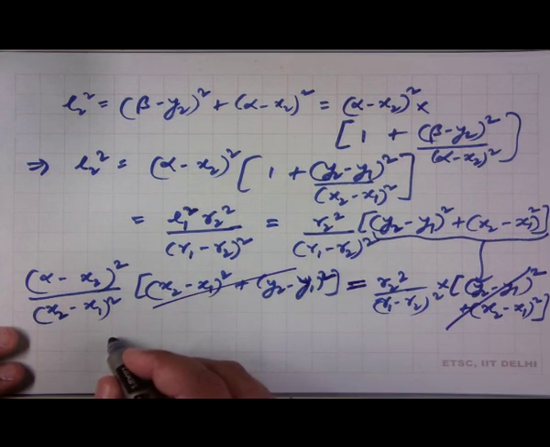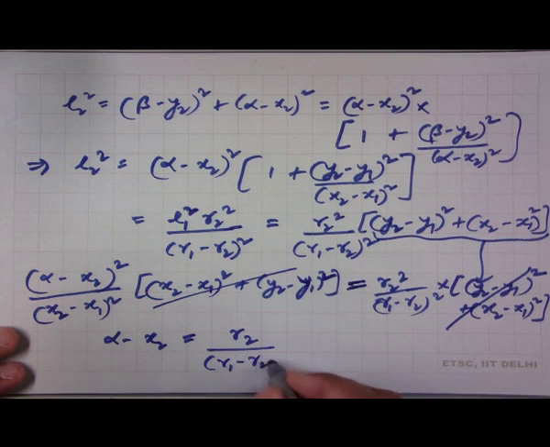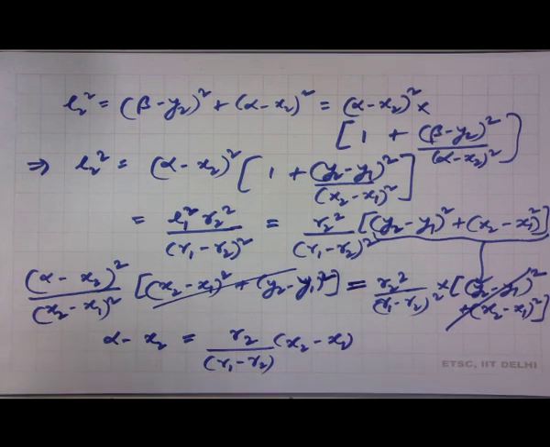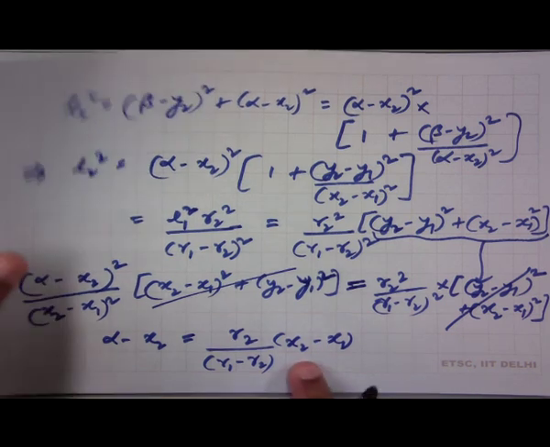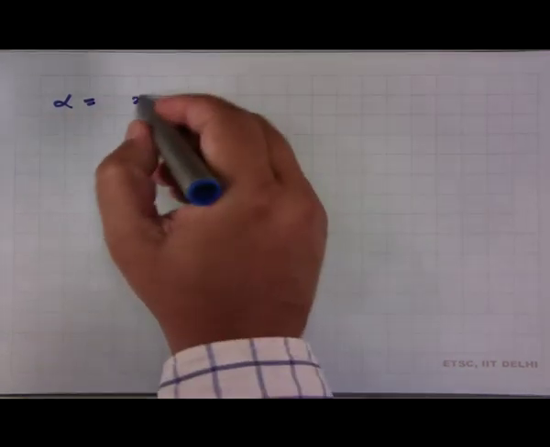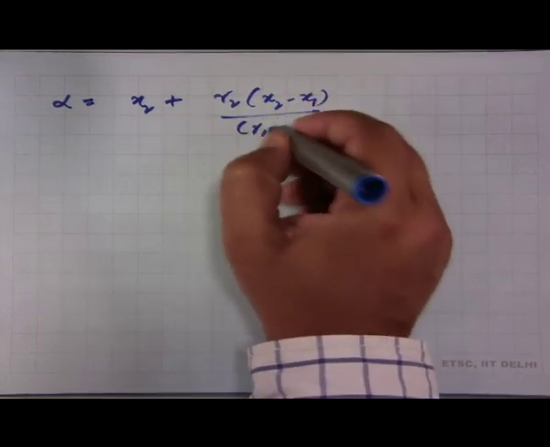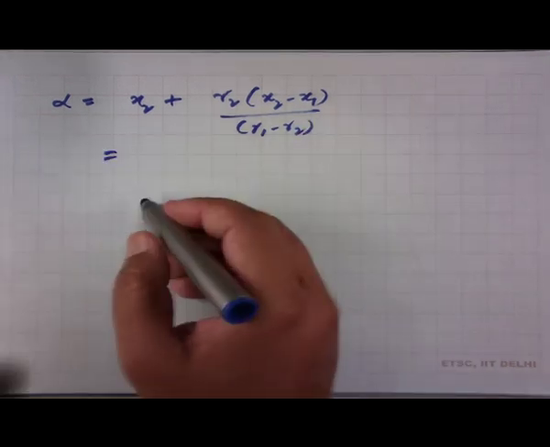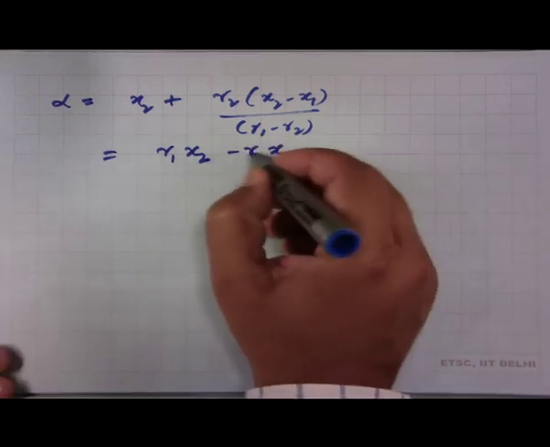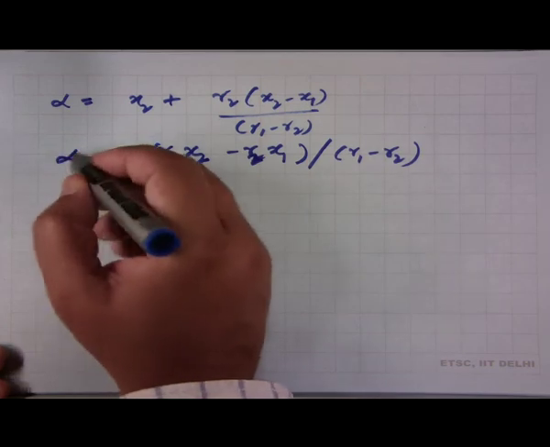So, what we end up getting is that alpha minus x2 is equal to R2 by R1 minus R2 into x2 minus x1, and if we simplify that further, we get the value of alpha to be x2 plus R2 into x2 minus x1 divided by R1 minus R2, which is R1 x2 minus R2 x1 divided by R1 minus R2. So, that is what is alpha.